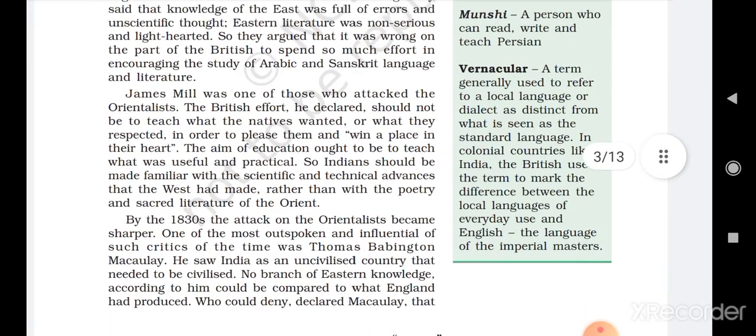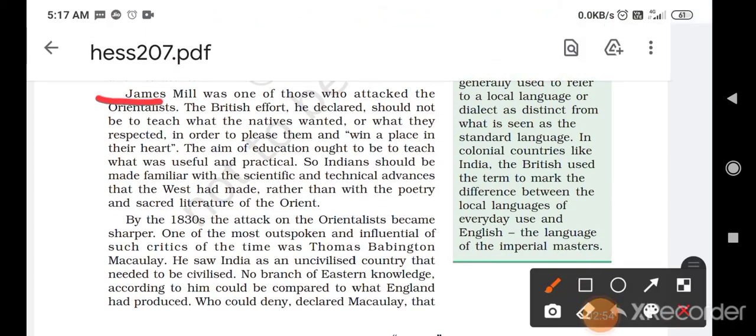Okay, now let's get to the next paragraph. You have learned about James Mill, right? James Mill was the first person you studied in your book. He was the one who wrote The History of British India, a three-volume work, in the first chapter. James Mill was one of those critics who attacked the Orientalists. He declared that the British effort to teach the natives what they already respected, in order to make a place in their hearts and just please the natives, was really wrong.